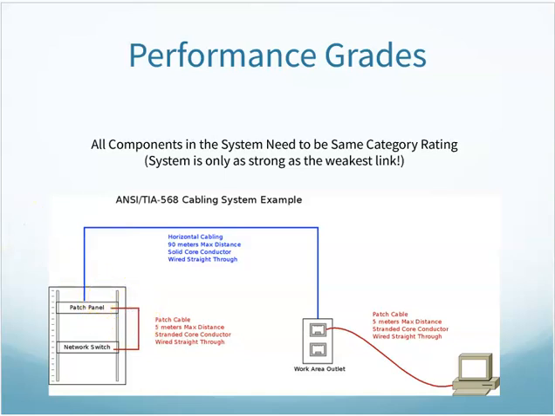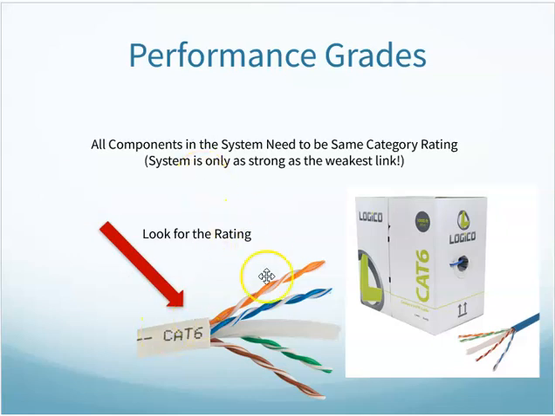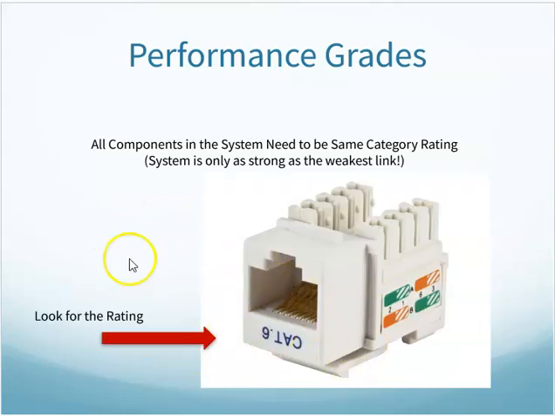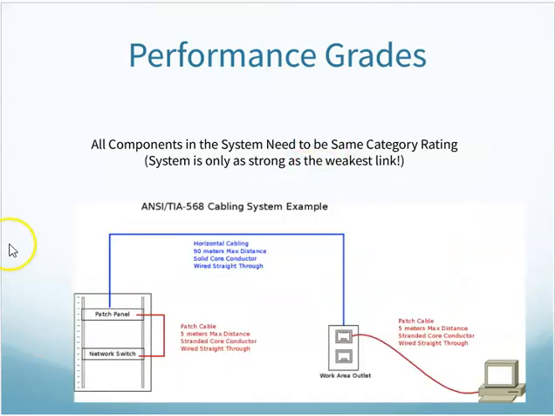same category rating. So I'm looking for, on patch panels, Category 6. I'm looking for my horizontal cabling, boxes of cable, to be rated Category 6. I'm looking for my outlet jacks to be rated Category 6. I'm looking for my patch cables to be rated Category 6. So my whole system should be the same category. That way I'm ensuring that that is the performance level I should be able to achieve with this system. If I mix and match, it's going to be at that lowest category performance level.